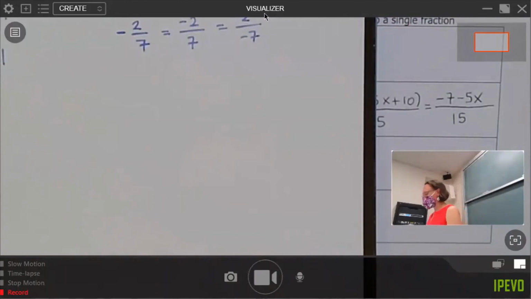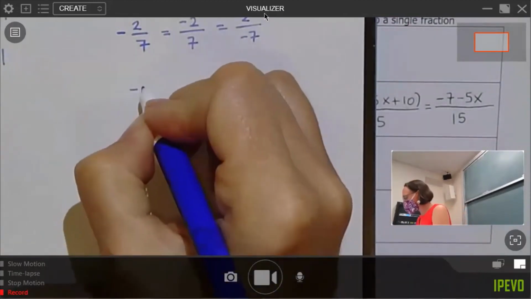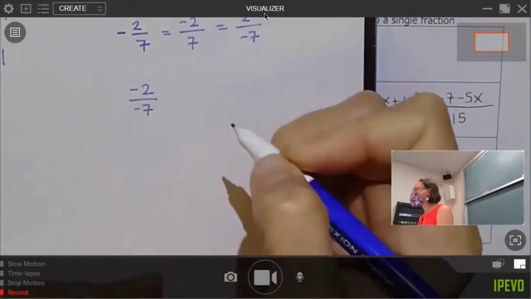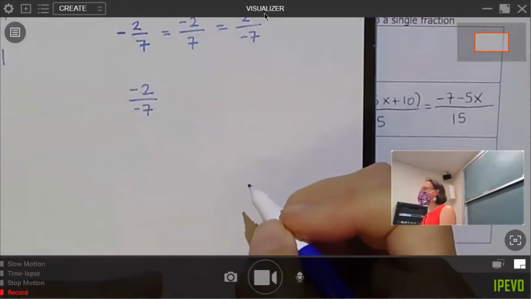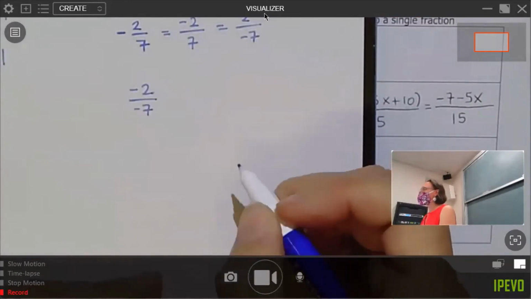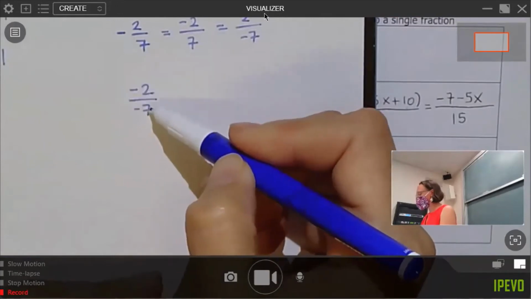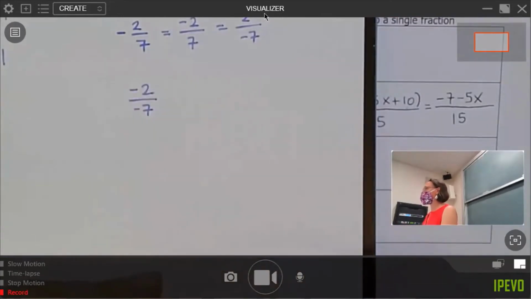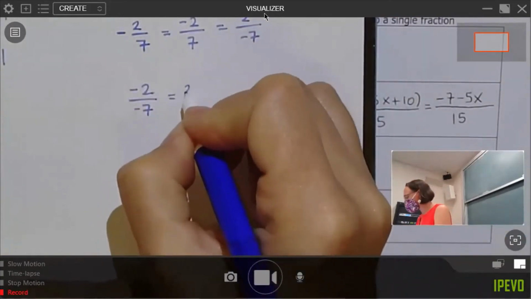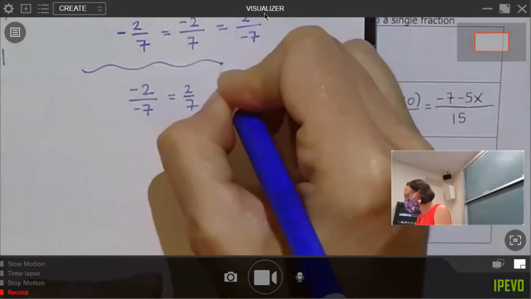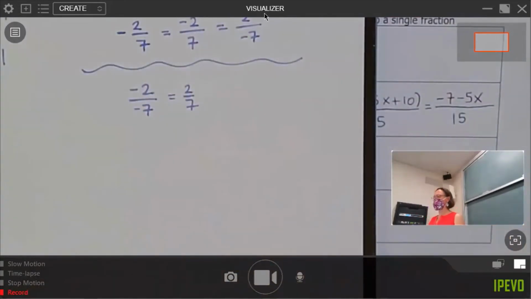What is not true is that it is not -2 divided by -7, because -2 divided by -7 would give us an overall positive result. So those are two different things. But in terms of where that minus sign lives, it's really up to you.